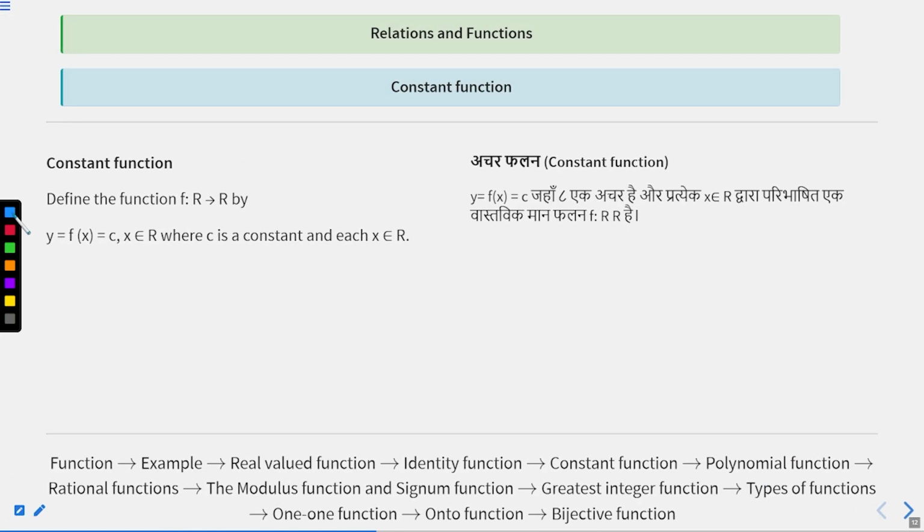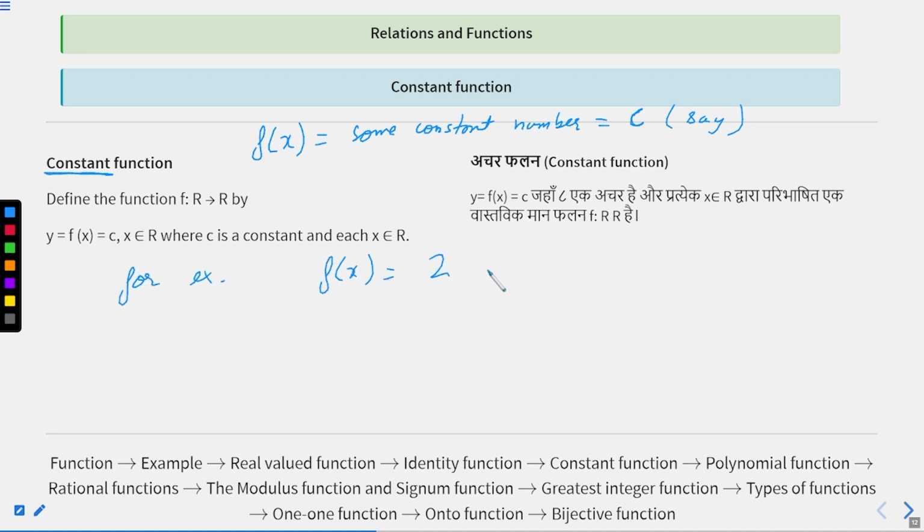Now, constant function. What do we mean by constant function? As the name suggests, the function is constant, the output value is constant. So f(x) will be some constant number, say c. For example, f(x) defined as 2, for every x belonging to R.